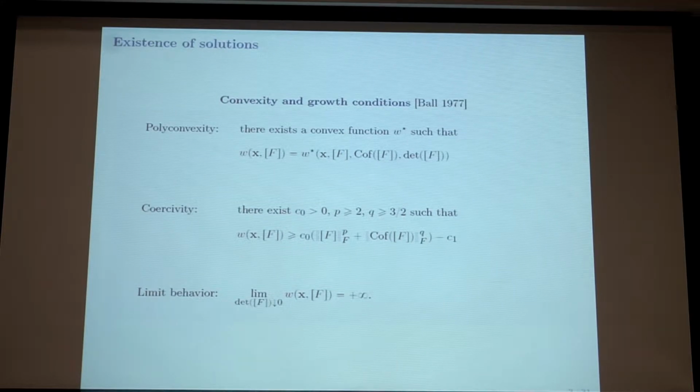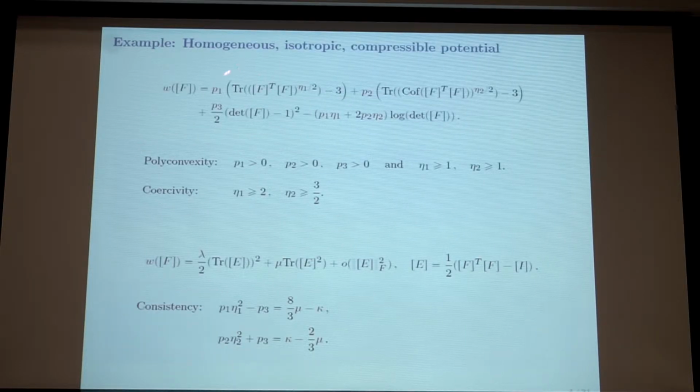To do so, we need a bit more information about it, and this information can be found, for instance, in existence results for the nonlinear boundary value problem. And we rely on the results proposed by John Ball in 1977, which state that if the stored energy function is polyconvex, satisfies a coercivity inequality of this form, and also a limit behavior condition of this form, then there exists at least one solution to the nonlinear boundary value problem. So, for instance, if we take this stored energy function, which depends on 3 parameters P1, P2, and P3, and also 2 exponents eta1 and eta2, then polyconvexity and coercivity require that the parameters P are all strictly positive, and that the exponents eta1 and eta2 are greater than 2 and 1.5.